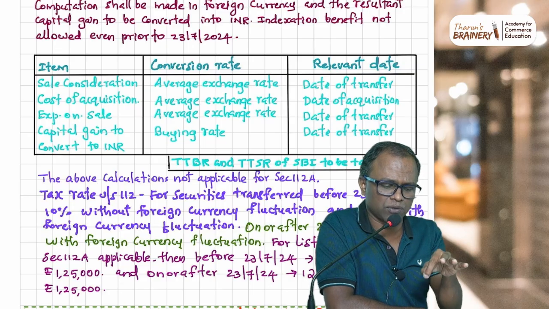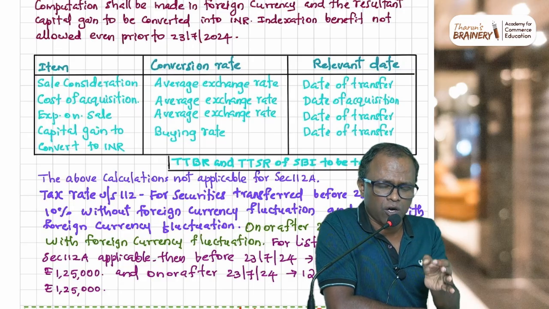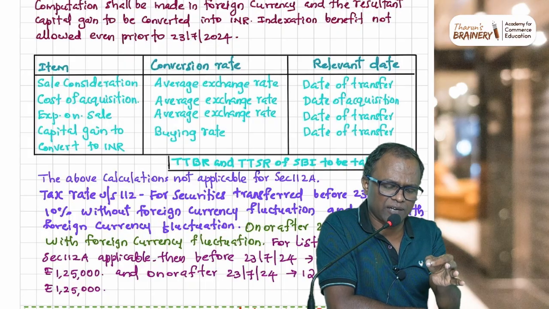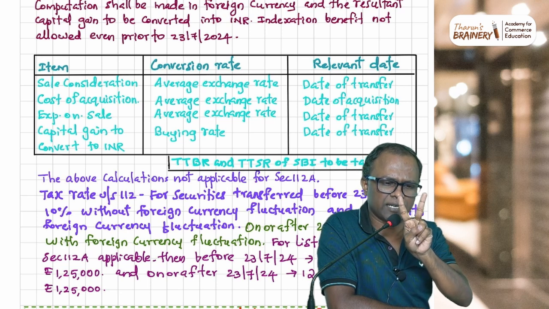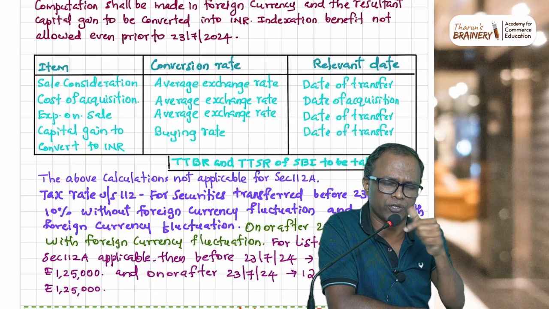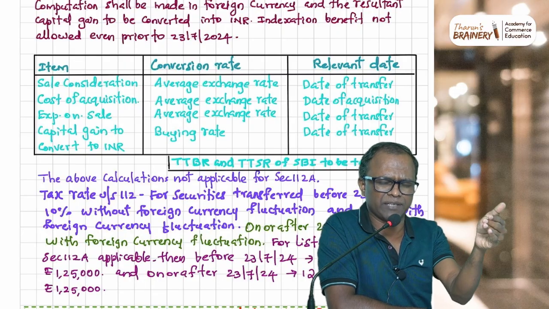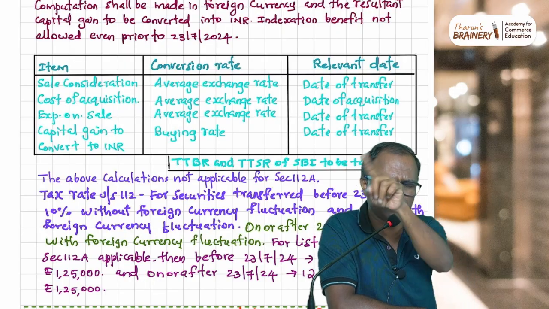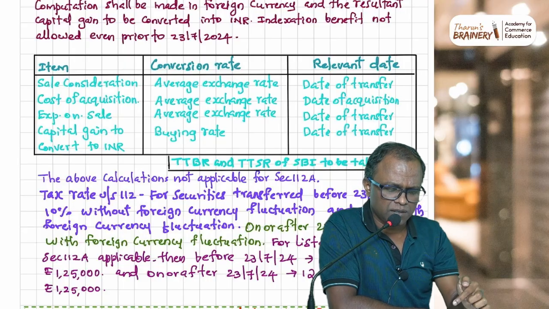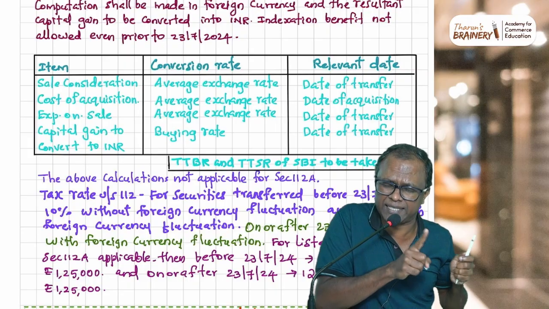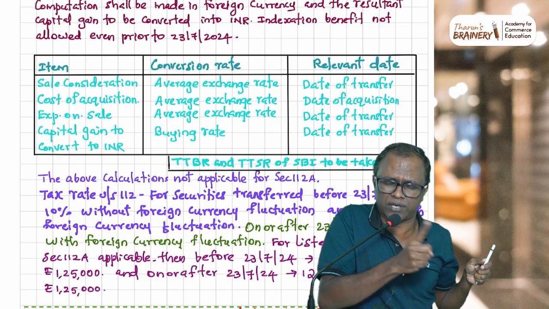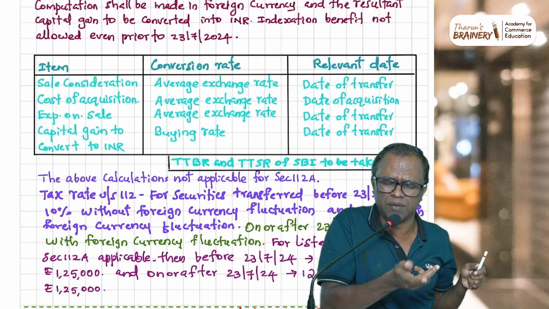You have to take the date of transfer. On the date of transfer, what is the telegraphic transfer buying rate and selling rate of SBI? That will be given in the question. So take the telegraphic transfer buying rate and selling rate, and take the average. That average rate must be used to convert Indian rupee into foreign currency. That means the amount in Indian rupee divided by the average rate gives you foreign currency. That is how you convert the full value of consideration, the selling price in INR, into foreign currency, maybe dollar, pound, or euro.